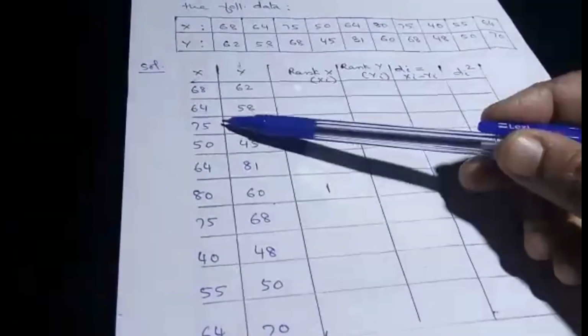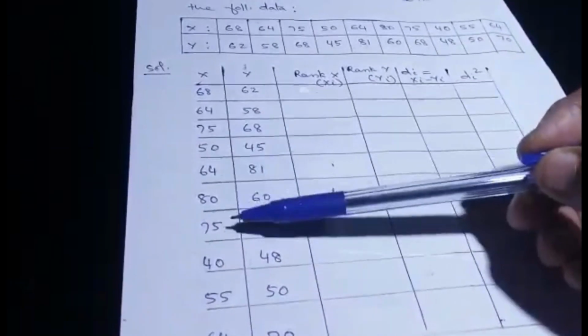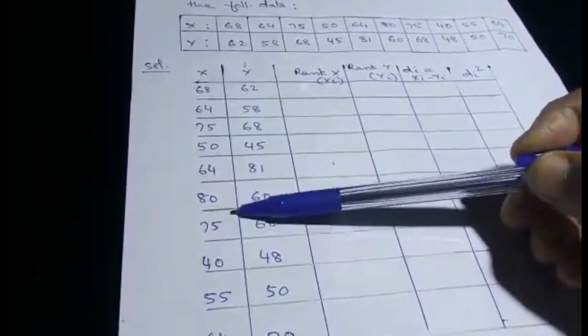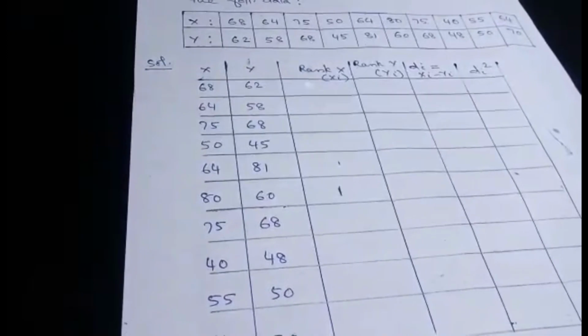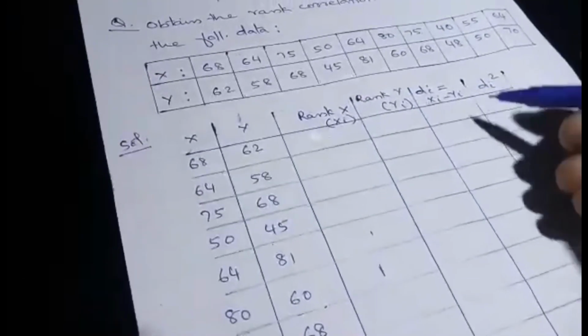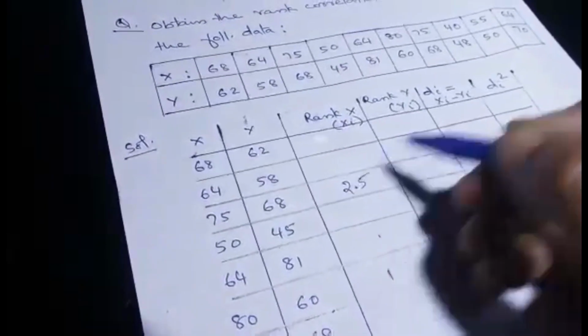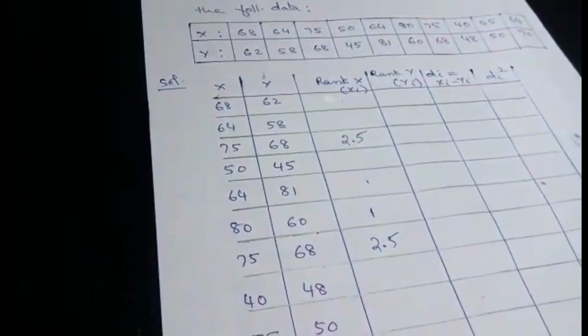Both have the same rank, so you cannot write them separately. This is the second and this is the third, so what you do is 2 plus 3 by 2. Understood? 2 plus 3 by 2 you will get 2.5. So for 75 you have to write 2.5, and here also for 75 you have to write 2.5.